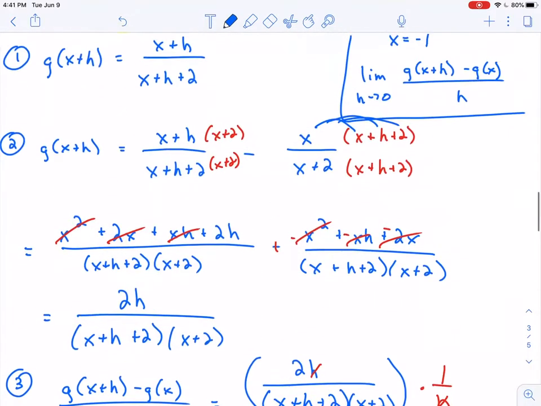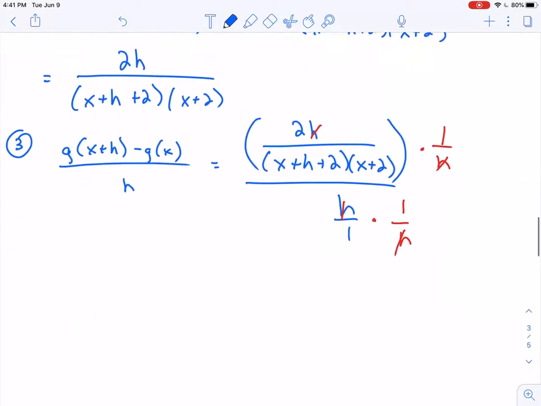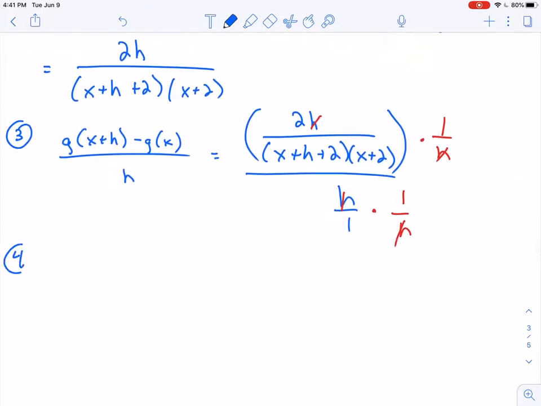Last step then, I have pretty much everything. I've got all of this. The only thing that's missing now is the limit. So let's take that limit. Step 4, limit as h approaches 0. I have 2 over x plus h plus 2 times x plus 2.